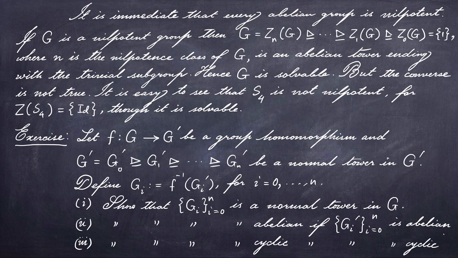Now let's move on to cyclic towers. What follows in this lecture needs the following result, which I leave as an exercise to you. If we have a homomorphism from G to some group G prime, and a normal tower in G prime is given, then pulling the subgroups belonging to that tower back to G, we get a normal tower in G. Furthermore, if this tower is abelian, then its pullback will be abelian. If this tower is cyclic, then its pullback is going to be cyclic. This result is quite natural to expect, and the verification is routine. Therefore, I am leaving it to you as an exercise.